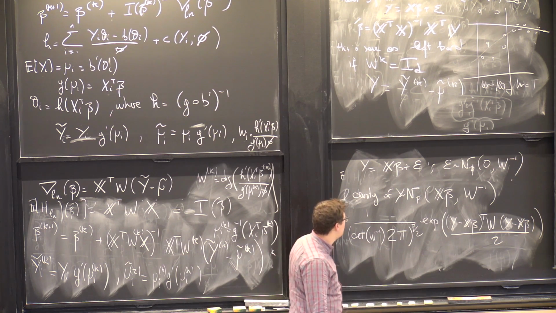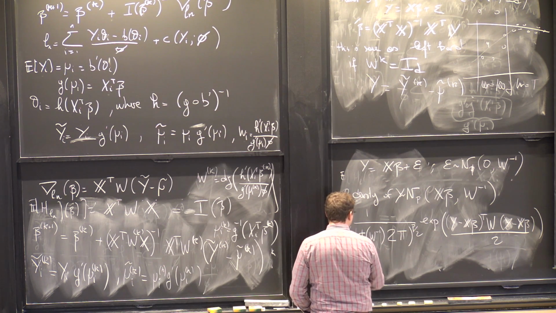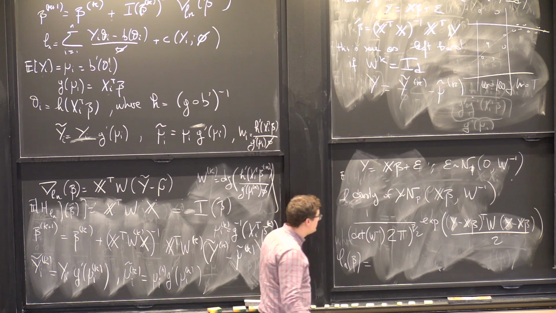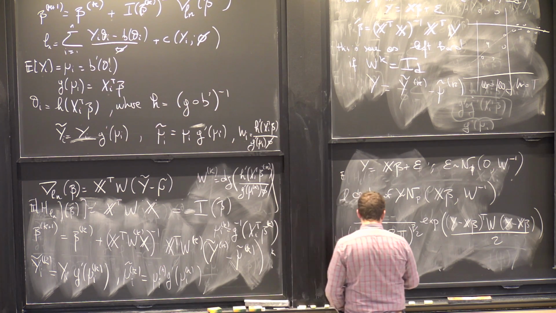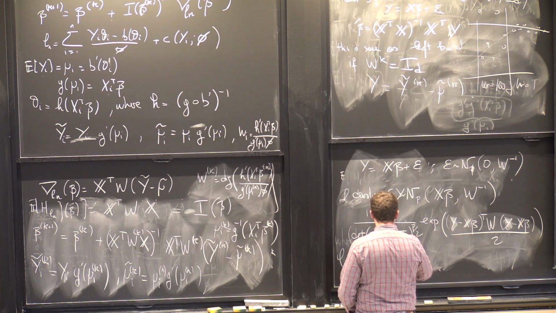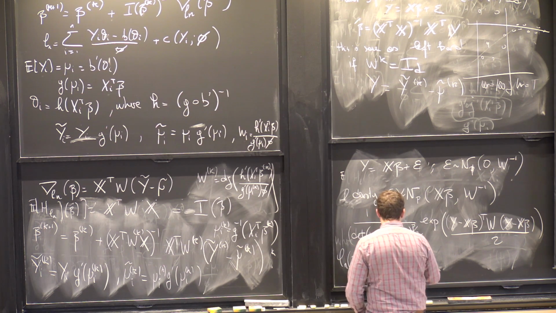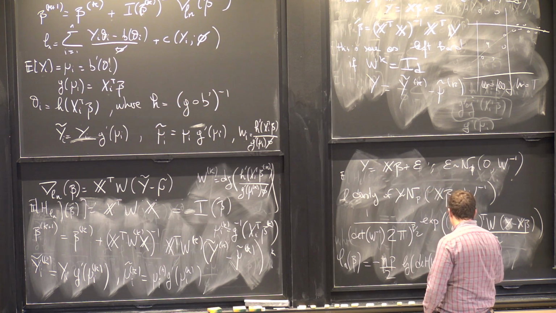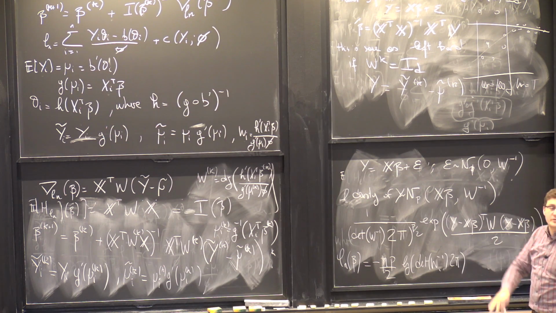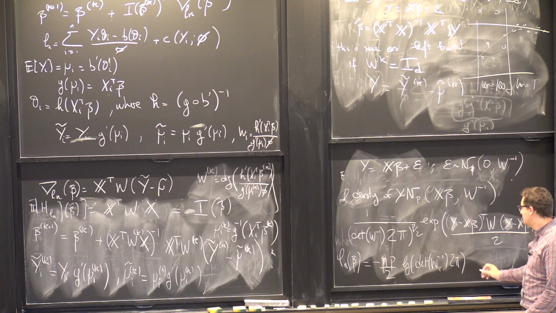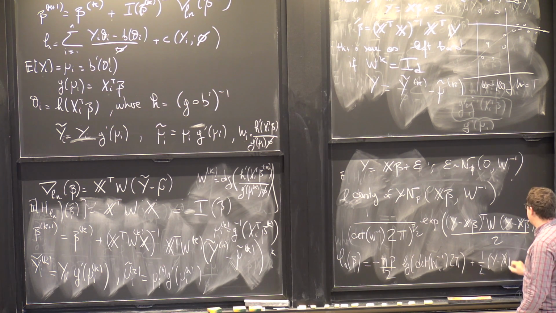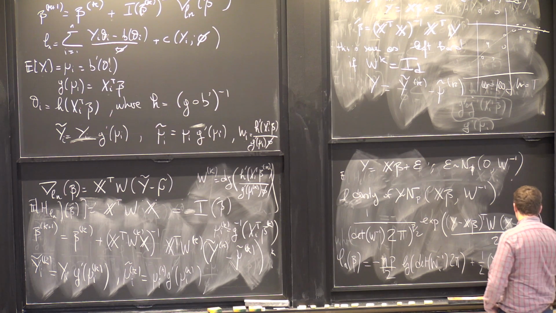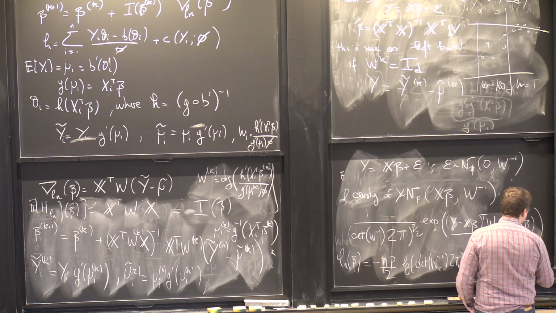This is not going to matter, because when I look at the log likelihood as a function of beta, so I'm assuming that W is known, what I get is a constant, which is minus n times p over 2 times log of the determinant of W inverse times 2 pi. So this is just going to be a constant. It won't matter when I do the maximum likelihood. And then I'm going to have plus 1/2 of y minus x beta transpose W y minus x beta.